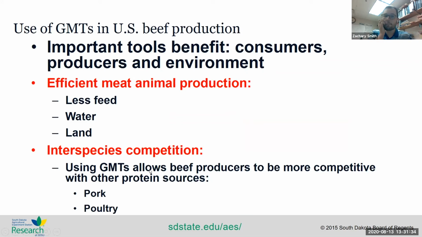So when we wrap this up, growth management technologies are really important tools to beef cattle producers in the United States. They allow us to efficiently produce meat with less feed, water, and land, and they allow beef to be competitive in interspecies competition with other protein sources, namely pork and poultry. So these are critical tools to U.S. beef production, and we're very lucky to have them.